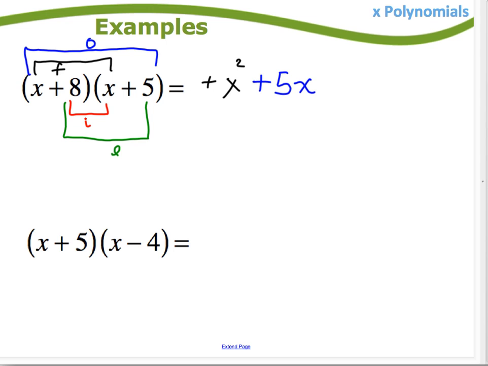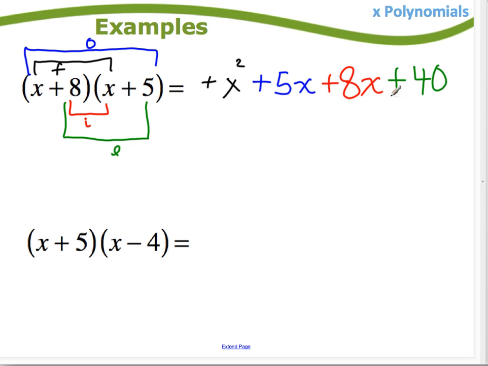Okay, let's do the red ones. So positive times positive is another positive. 8 times 1 would be 8, and there's x times, there's no x's here, so it would just be an x. Okay, hopefully this is working for you. And lastly, the last ones. So 8 times 5. Positive times positive, positive. 8 times 5 is 40, and there's no x's.